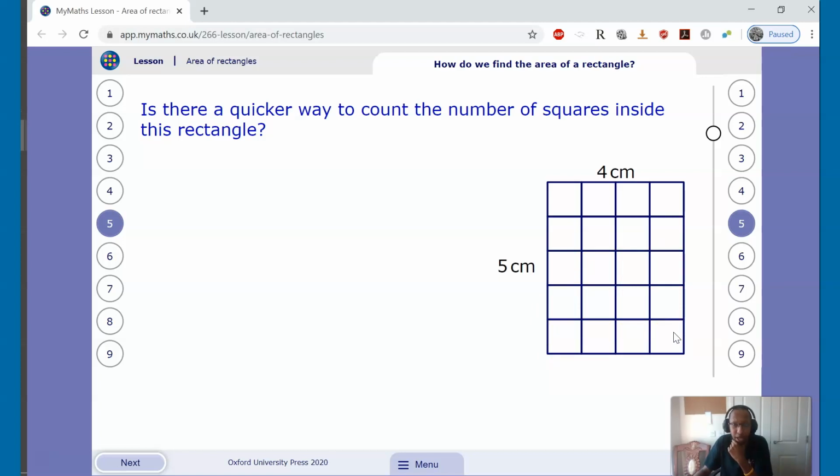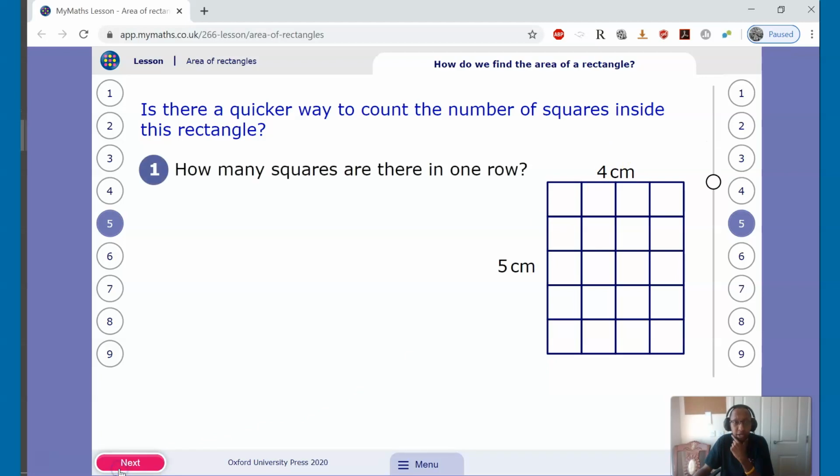And again, if we look at the connection or the relationship between the numbers we have here, the 5 and 4, and the number of squares, we can see that we can just multiply the 5 and the 4. I hope you can see that if I multiply 5 and 4, I would have a similar result.